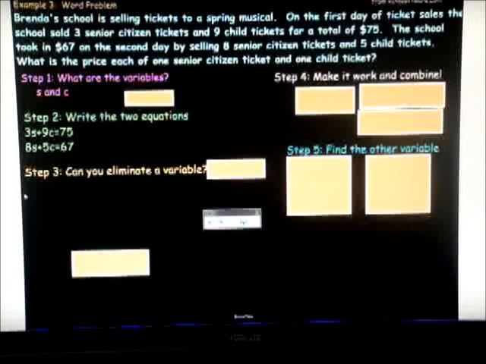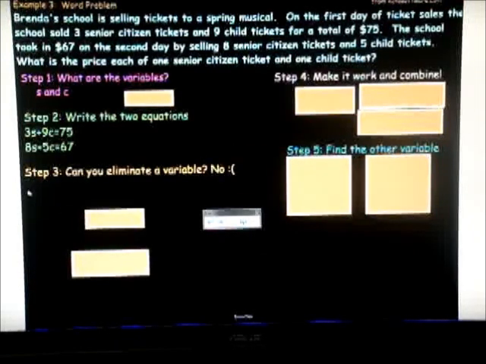Unfortunately, just like the second problem, I can't eliminate a variable easily just looking at the problem. Everything's positive, and that does happen a lot, especially when we're talking about money. Everything is positive, and none of the numbers are the same. So my answer is no. So I need to make it work. To make it work, we want to multiply.